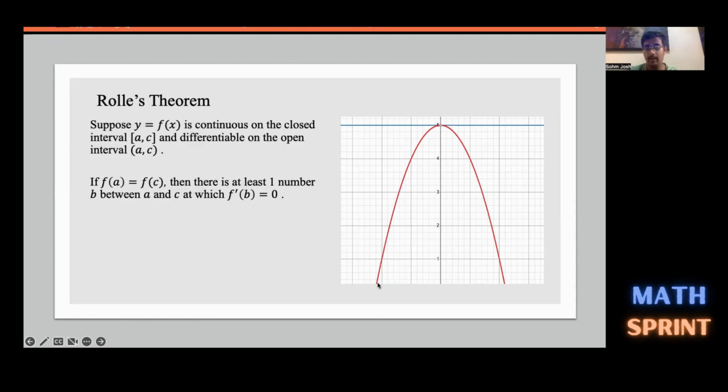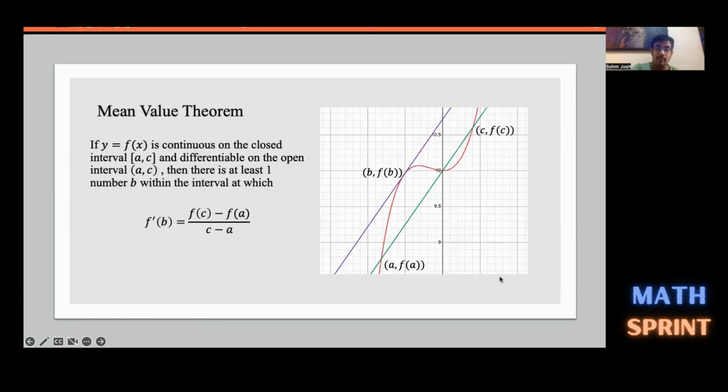So if our domain and range are specified such that we have a comma f of a and c comma f of c, and f of a is equal to f of c, then logically there has to be at least one, there could be more, at least one stationary point in between a and c. That's what Rolle's theorem is saying.